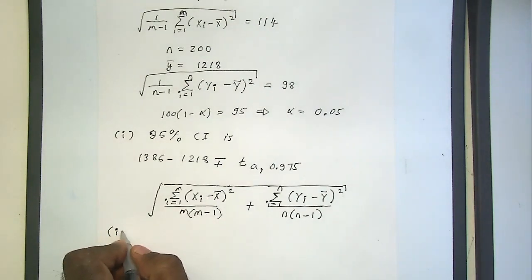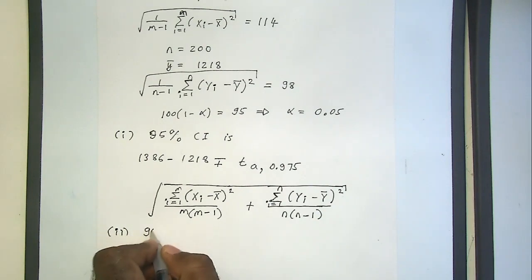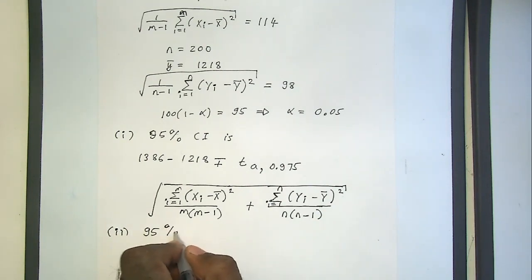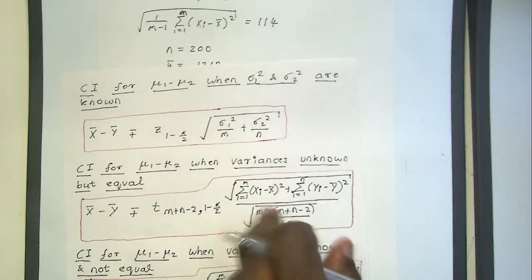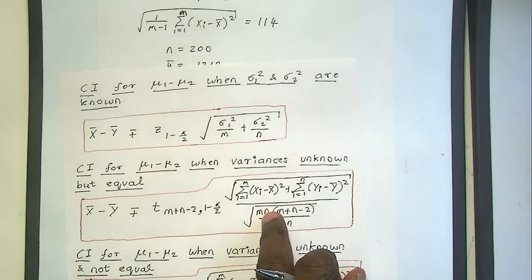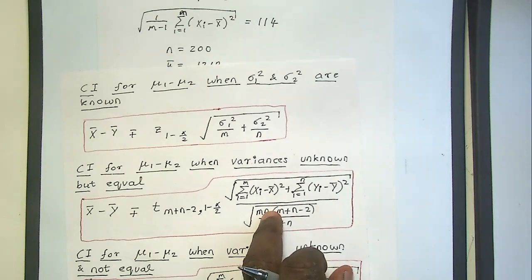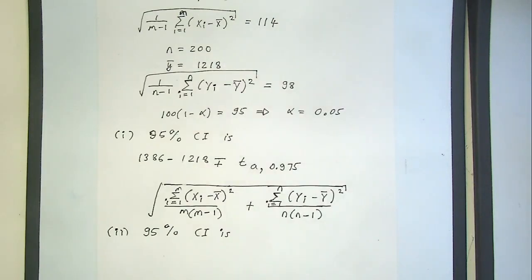Part two. For part two of question 2, we are assuming that the variances are equal. So the formula to use, once again on this formula sheet, will be this one, because we are assuming that the variances are equal but unknown.